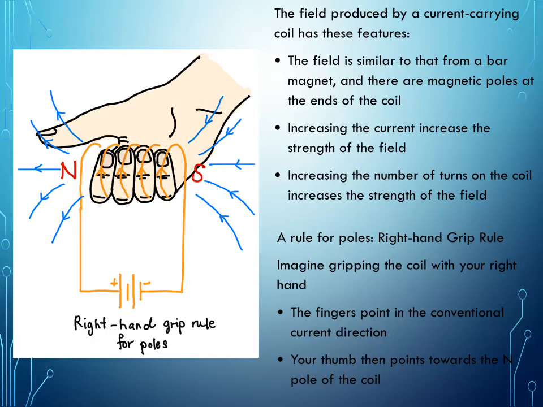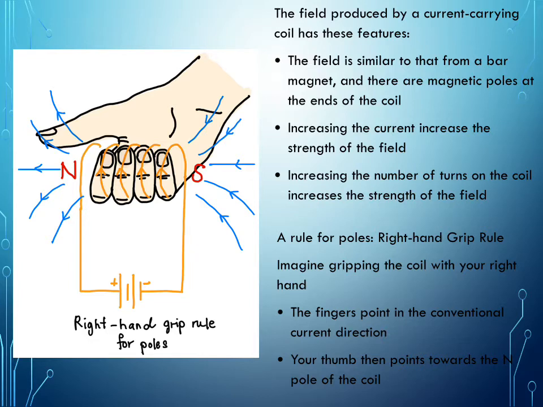The field produced by a current carrying coil has this feature. Okay, so the field is similar to that from a bar magnet, and there are magnetic poles at the end of the coil. So maksudnya dekat hujung solenoid tu dia ada poles dia yang tersendiri. So sama ada dia north pole dekat bahagian kanan ataupun south pole, itu kita akan determinekan by using the rules.